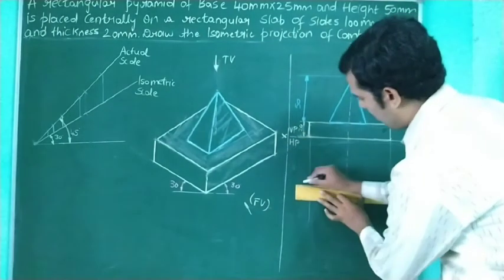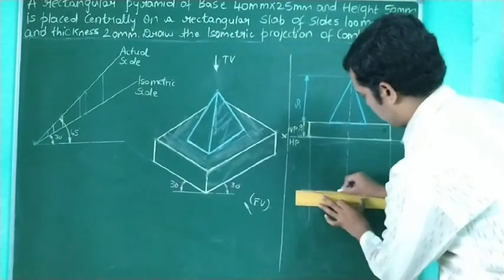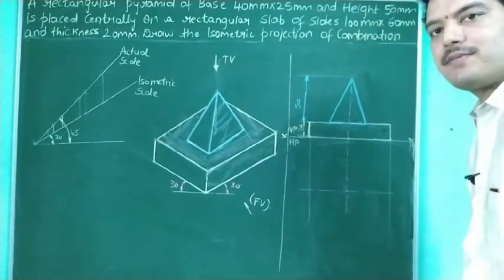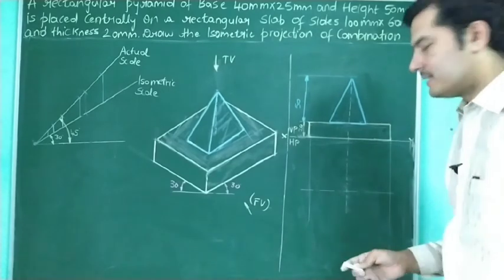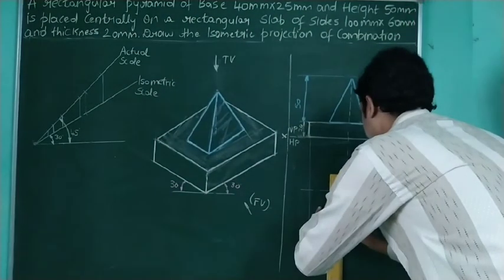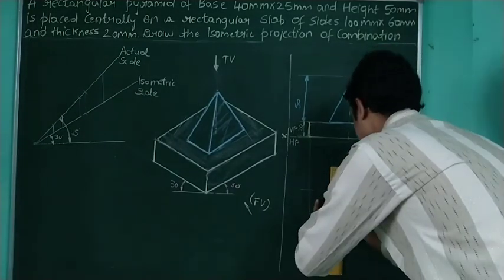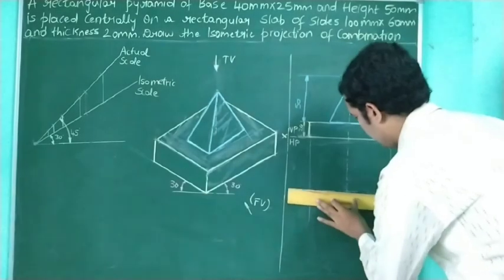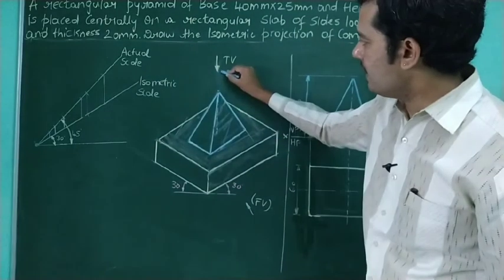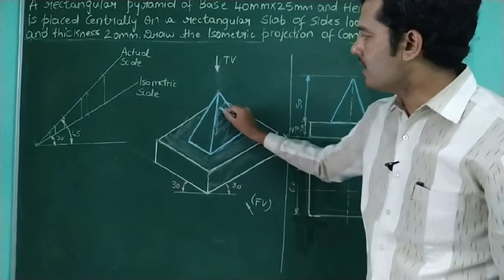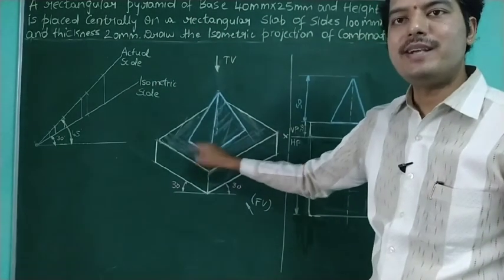So let me draw a reference line once again. For the same reference line, let me take 30 mm on either side, so that it will be 60 mm. So 30 mm on either side. So let me construct the rectangle. Looking from the top, we can see the base of the rectangular pyramid. What is the base of the rectangular pyramid? It is 40 mm cross 25 mm.